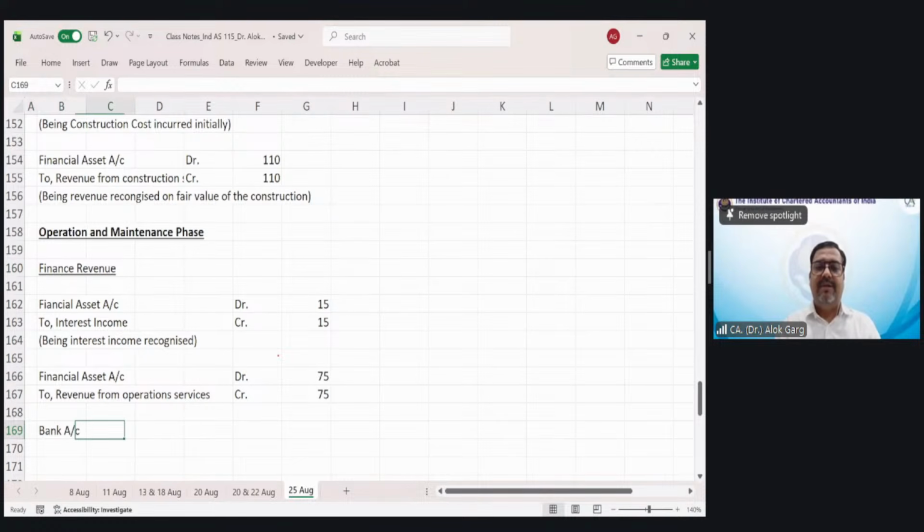Now you will receive the money when you collect the toll. So government has guaranteed you, bank account debit to financial asset. Government has guaranteed you 200 crores. Financial asset, okay, credit. What is the value? 110 financial asset plus 15 financial asset plus 75, 200 crore, right?